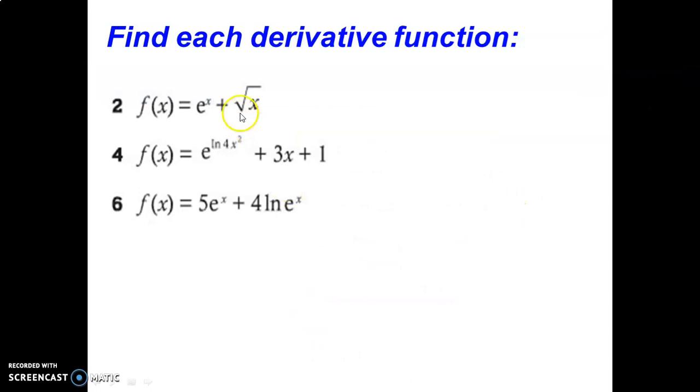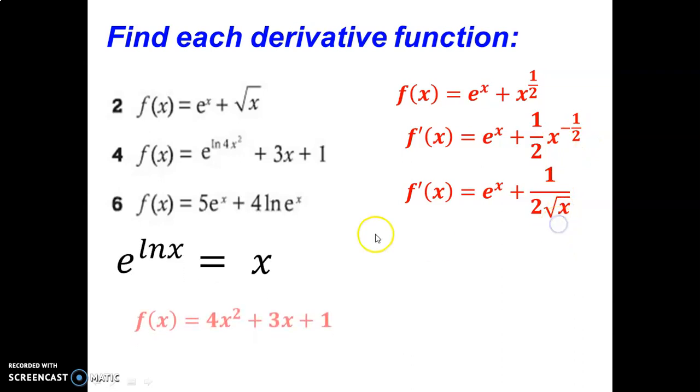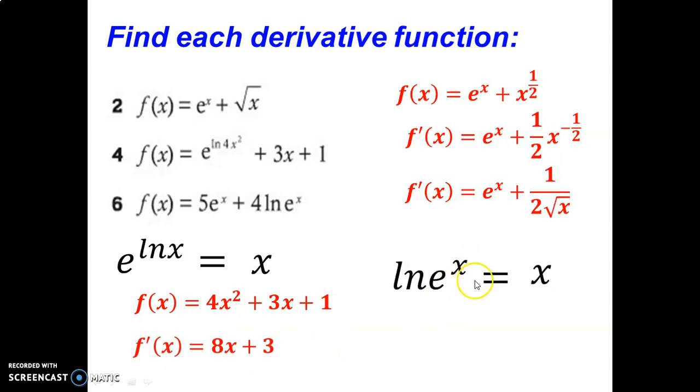I think I have a few more, so try these ones here, and remember the little rule about what this simplifies to and what this simplifies to. Now check your work for number 2. Remember those rules of derivatives. Check that carefully, what happened there. And then for number 4, we're going to use that rule to simplify this into 4x squared right away. Derivative of that is this. And number 6, we're going to use that rule to simplify this right away into this 4x. And then the derivative of that is this.